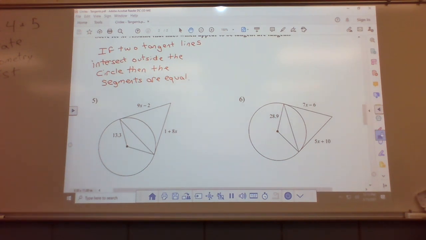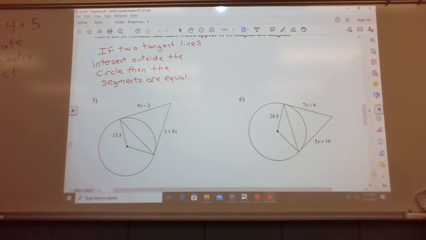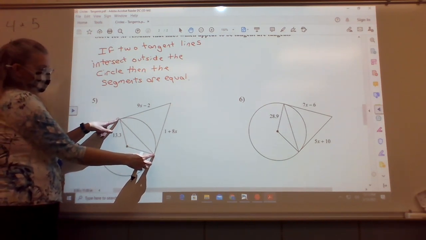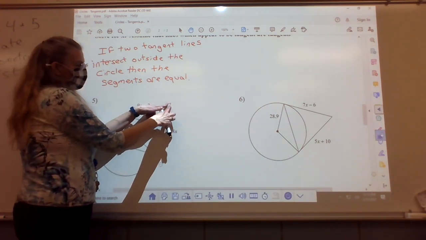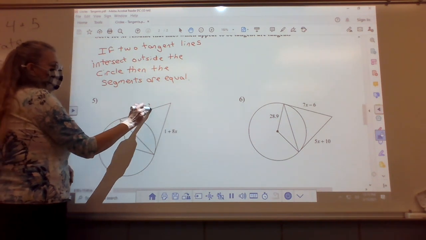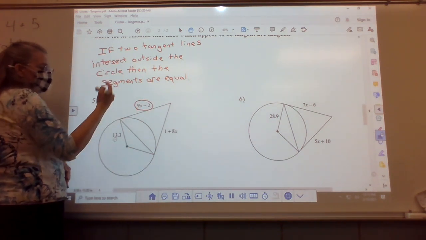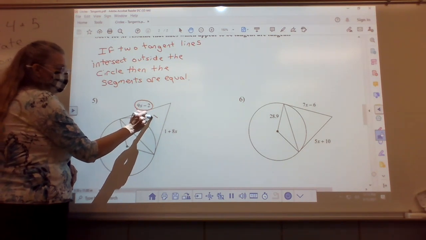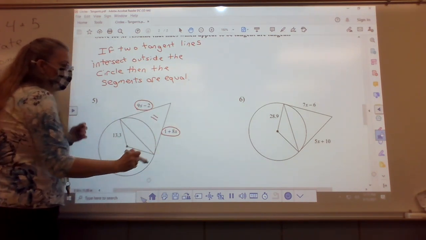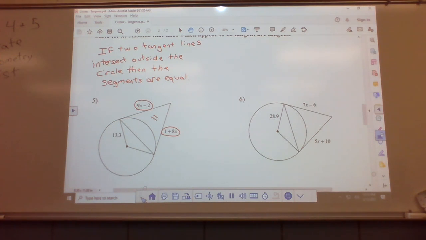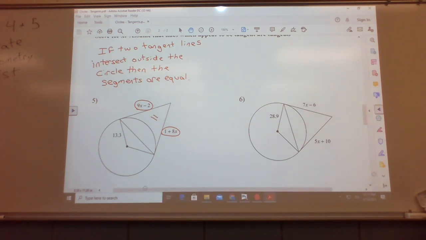If two tangent lines intersect outside of the circle, then the segments are equal. So I have these two tangent lines. I know they're tangents because they touch the circle at a spot. They come out and intersect. So that means this segment, which we said was 9x minus 2, is going to be equal to this segment, which we said was 1 plus 8x. Those two are equal. Yes, I have another number in there, the 13.3, but I don't really need it. It's there to kind of throw us off.